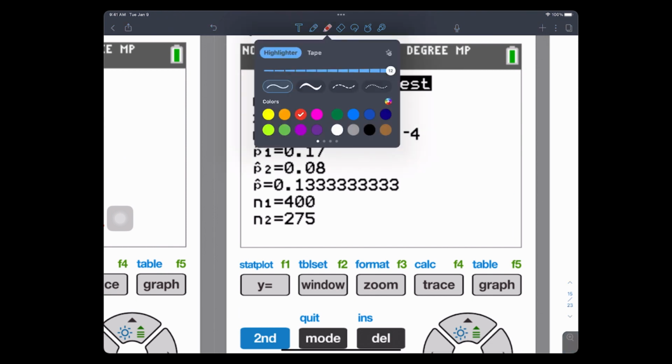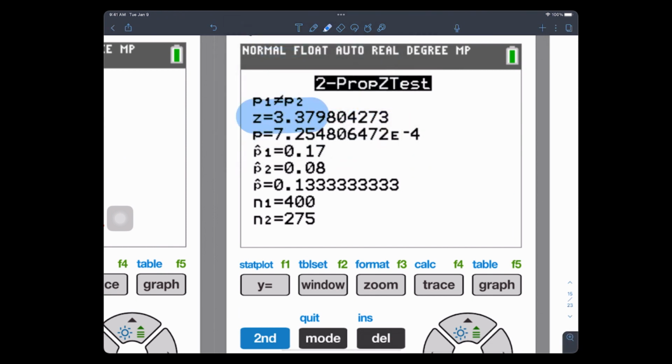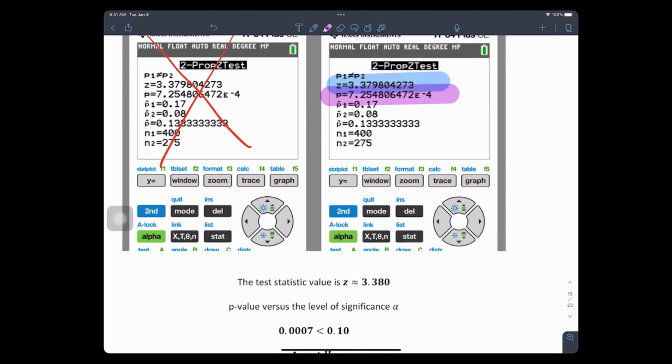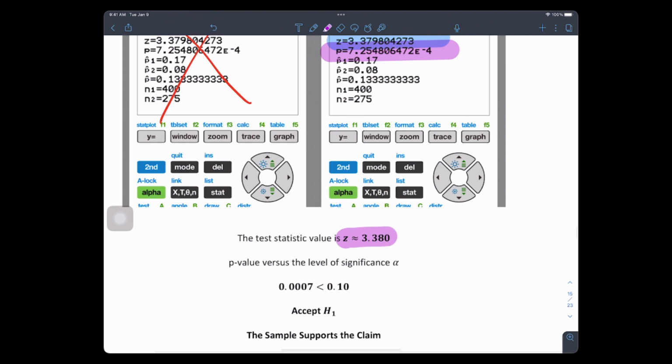Because what does this mean? Test statistic. And then what's this? P-value. So what was our critical value? Was it to the nearest hundredths? I don't know. I should have done hundredths.